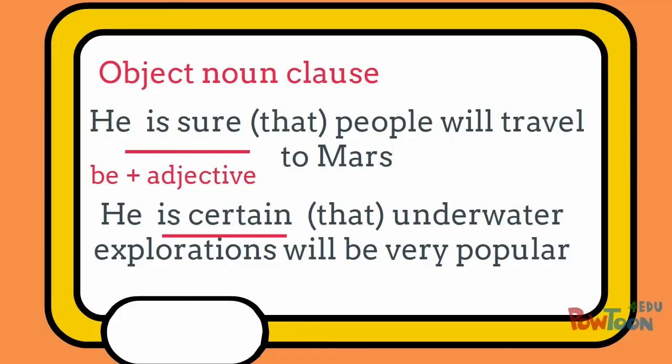Instead of the verb, we use here the combination be plus adjective. Is sure, is certain. Repeat after me. He's sure that people will travel to Mars. He's certain that underwater explorations will be very popular.